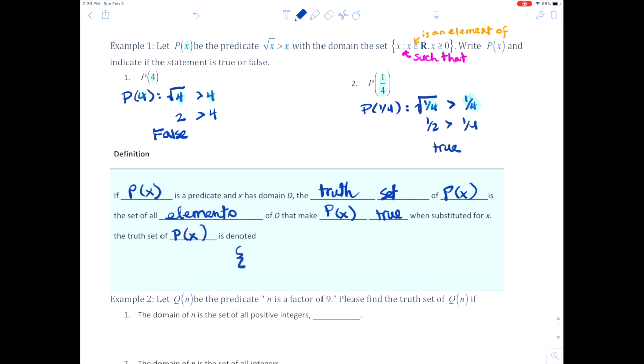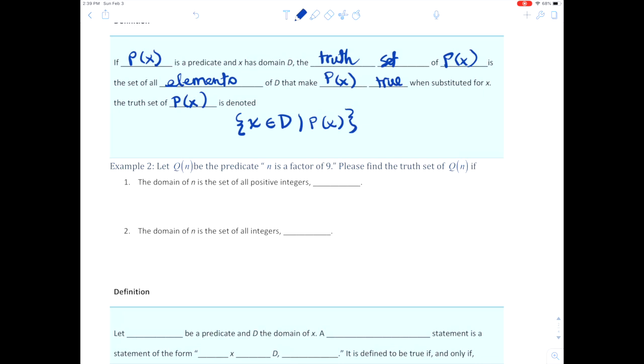So you have this set x that is an element of D, the domain, given this predicate p of x. All right? So going on to example 2, let q at n be the predicate: n is a factor of 9. Please find the truth set of q at n if, for the first one, the domain of n is the set of all positive integers.